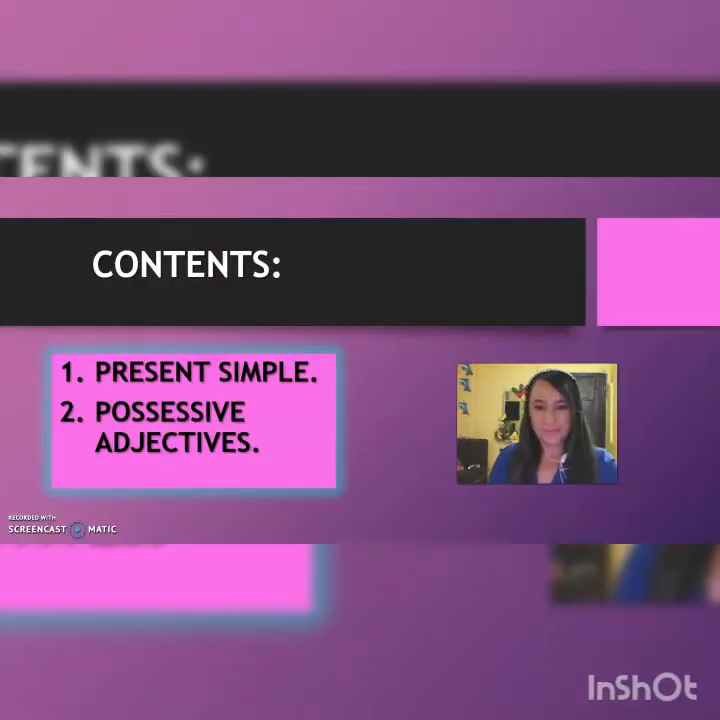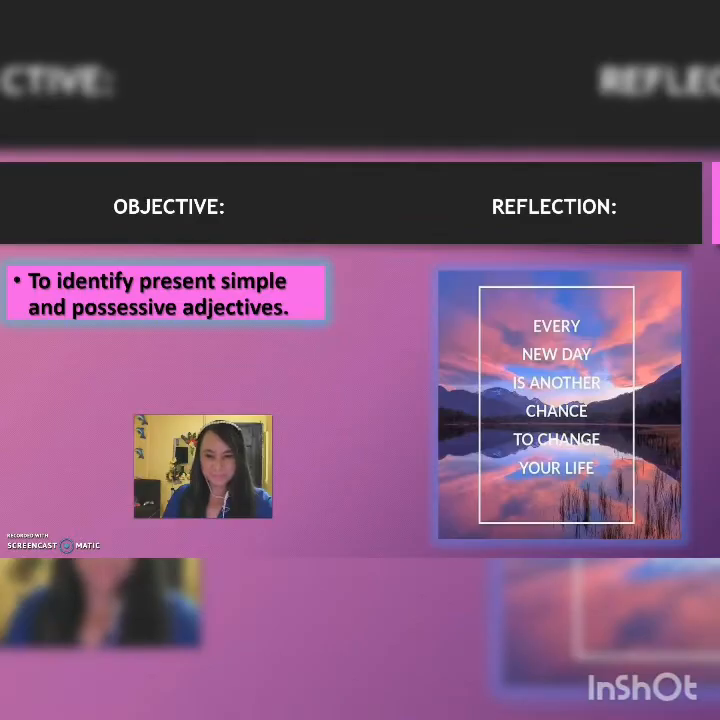The contents to our class are: number 1, present simple, and number 2, possessive adjectives. Pay attention in order you can understand these contents. Let's continue. Objective: to identify present simple and possessive adjectives.